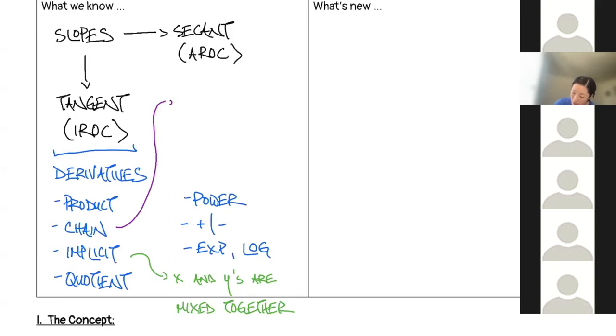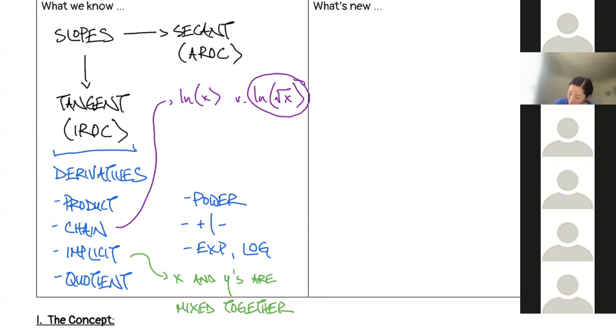Let's say I had some function like natural log of x versus the natural log of the square root of x. Which one of those, the one on the left or the one on the right, do we need to use chain rule for? So if we look at natural log of x versus natural log of the square root of x, yeah, I would agree that this one requires chain rule.